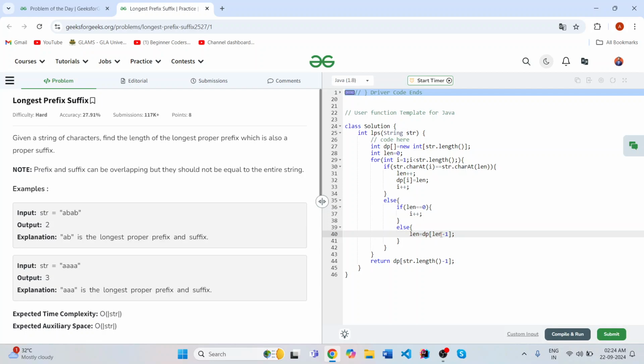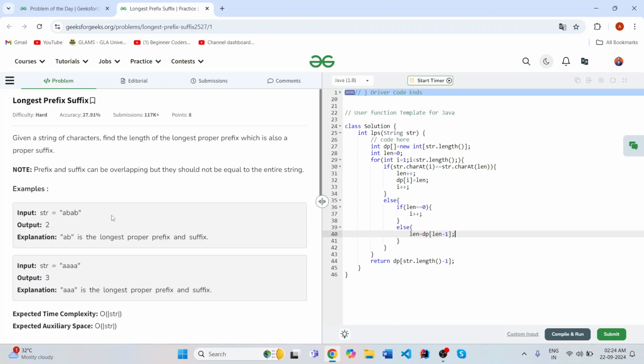So they are overlapping, we do not have to check them. The next character we shall be checking. If they match, we increase our pointers and store it. Otherwise, we again update our length. So this is the idea behind the longest prefix suffix.